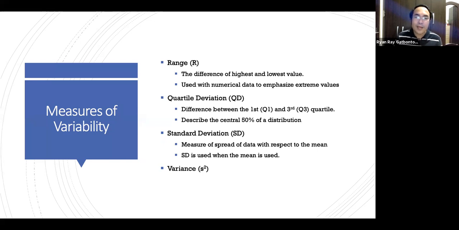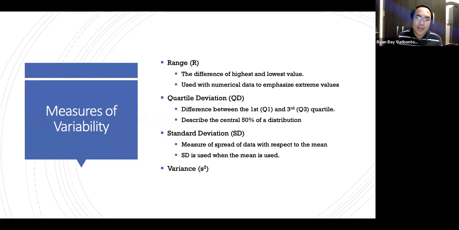The next measure of variability is your quartile deviation. The quartile deviation is the difference between the first and the third quartiles. This describes the central 50% of a distribution or of a data set.